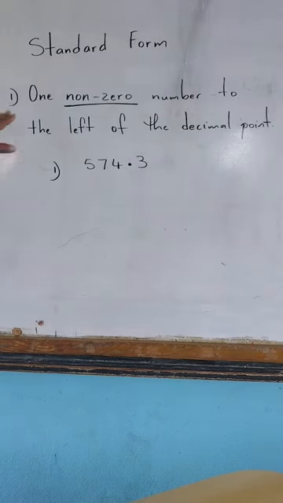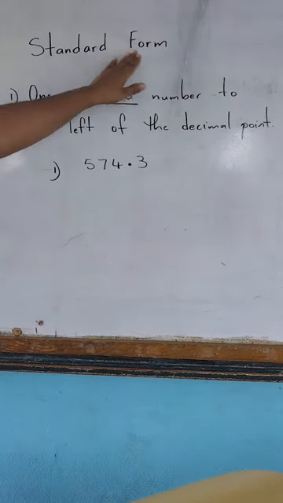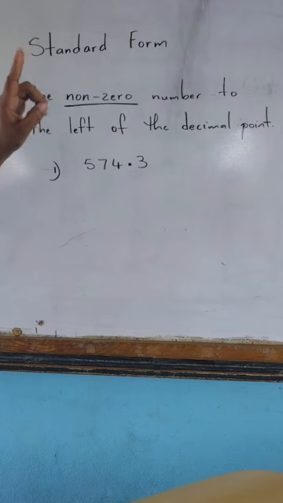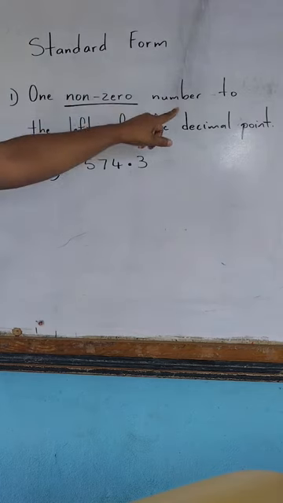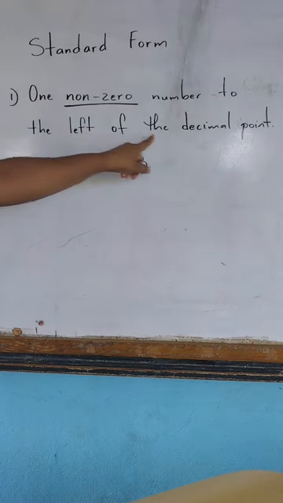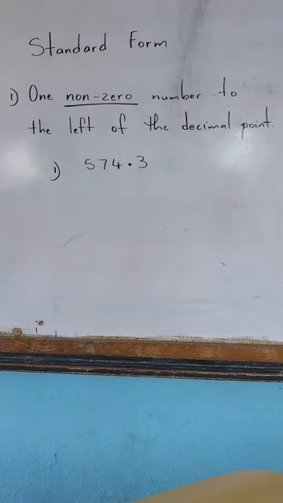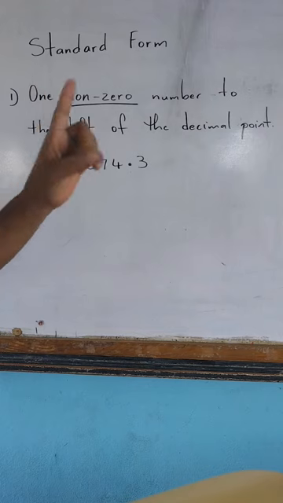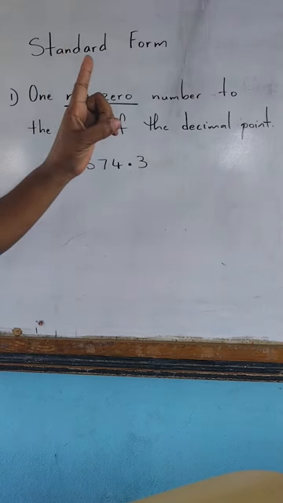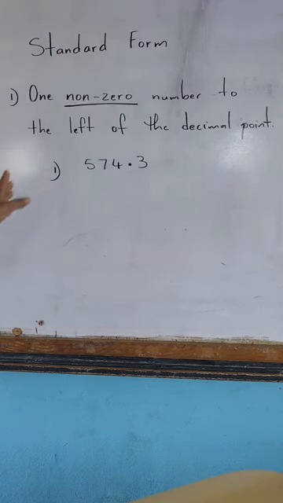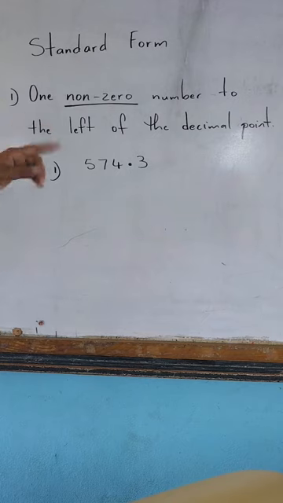Today, we're looking at standard form. Now, I wrote something that I'm going to read with you, and I want you to just understand what this really means. If I'm writing a number in standard form, the requirement is that I should have one non-zero number to the left of the decimal point. When you write a number in standard form, you're required to have one single, non-zero, can't be zero, number to the left of the decimal point.